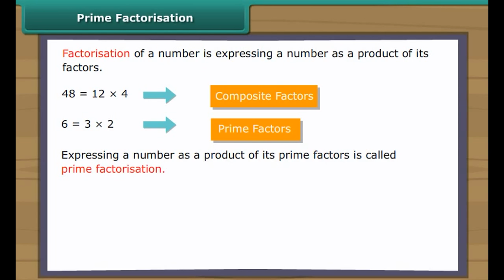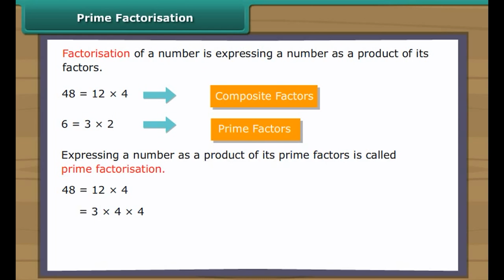Let us perform prime factorization on some numbers. 48 is equal to 12 into 4. 12 is 3 into 4. So 48 can be factorized as 3 into 4 into 4. 4 is 2 into 2.